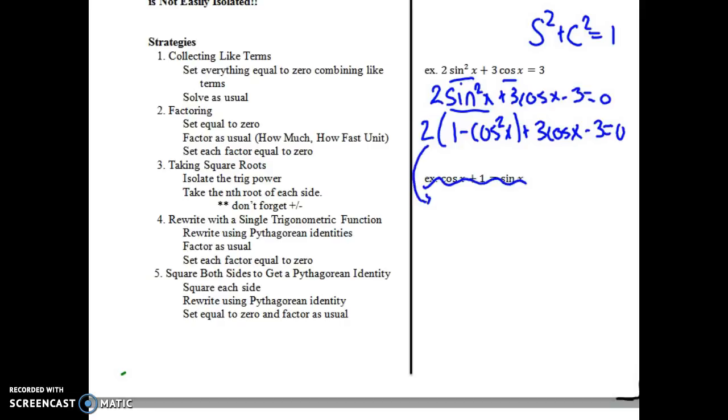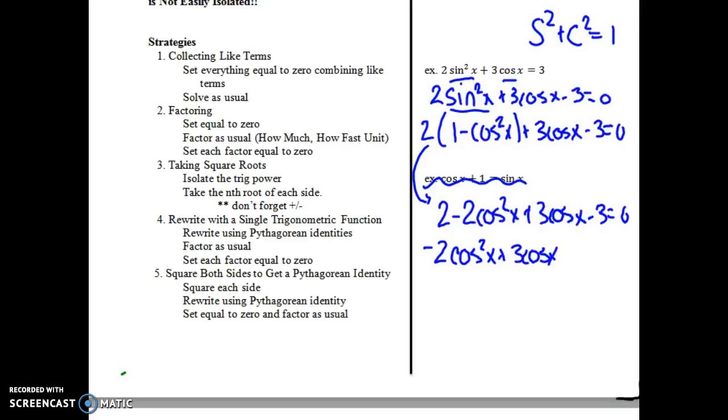Now I'm going to distribute my 2. 2 minus 2 cosine squared x plus 3 cosine x minus 3 equals 0. Then I'm going to combine like terms. Negative 2 cosine squared x plus 3 cosine x minus 1 equals 0. Now I'm going to multiply through by a negative 1 so that I end up with a positive in the front. I can multiply through because I have an equal sign. So multiplying both sides by negative 1 does not change the value.